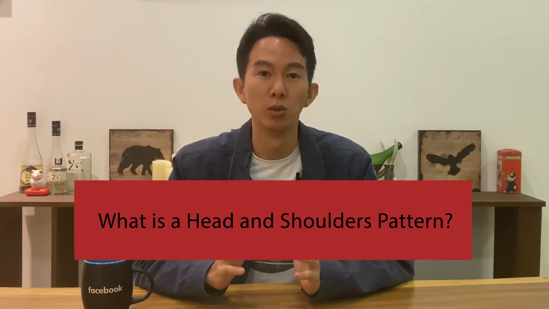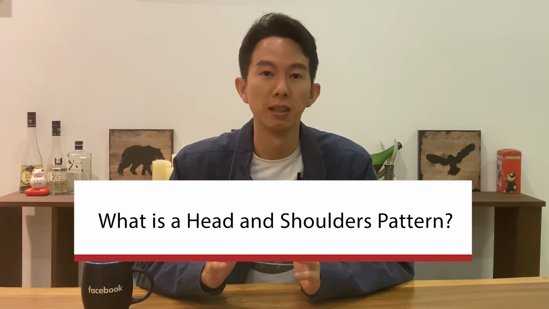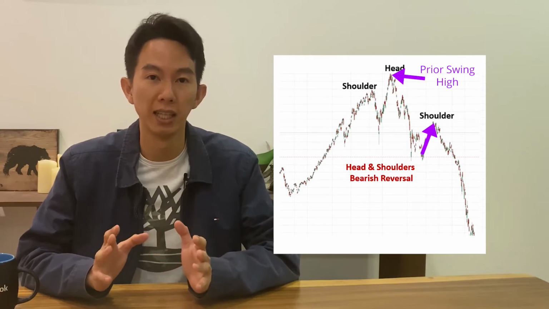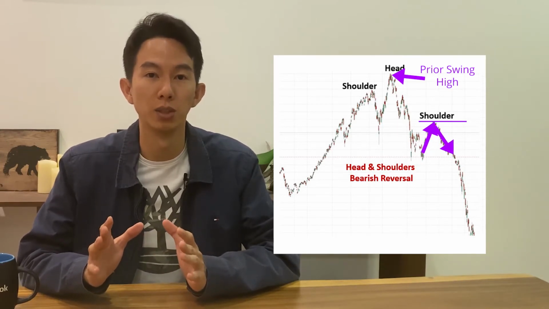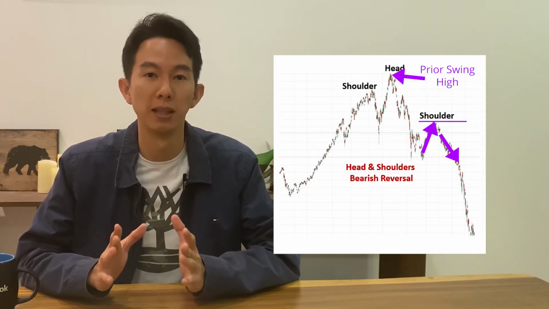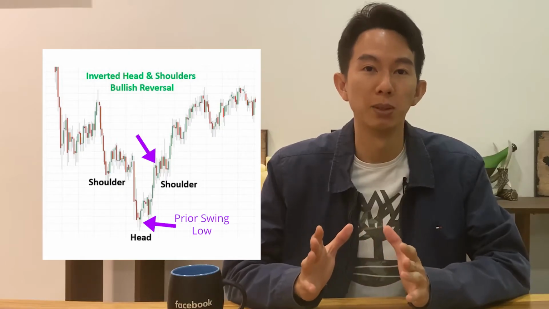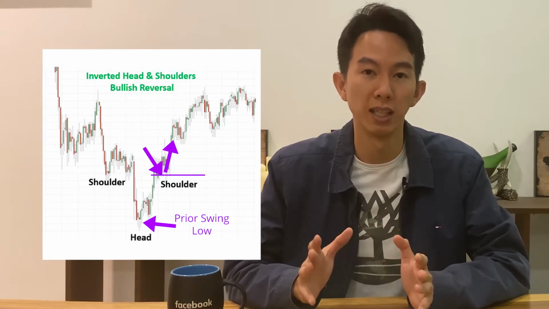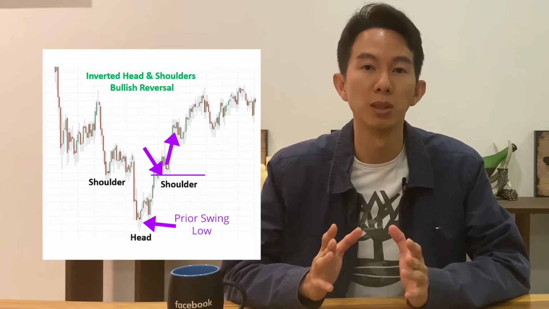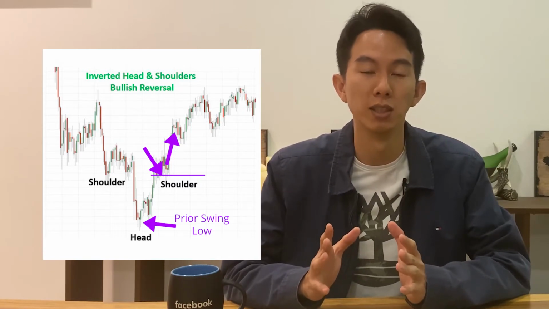Firstly, what is a head and shoulders pattern? The head and shoulders pattern and the inverse head and shoulders pattern are types of common reversal patterns found at the end of major trends. When prices are unable to surpass the prior swing high, which is the head, and form a lower high, which is the shoulder instead, this forms the bearish head and shoulders reversal pattern. When prices are unable to surpass the prior swing low, which is the head, and form a higher low, which is the shoulder instead, this forms the bullish inverse head and shoulders reversal pattern.